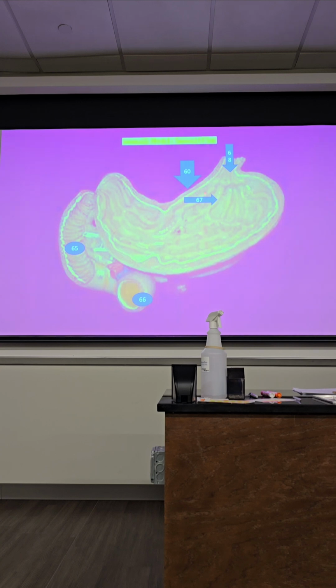Lesser curvature. What is 67 pointing to? Lesser curvature. Okay. And what is this one here pointing to right here? The lower esophageal sphincter? Right, this is supposed to be the sphincter, but which sphincter is that? The LES, lower esophageal sphincter.